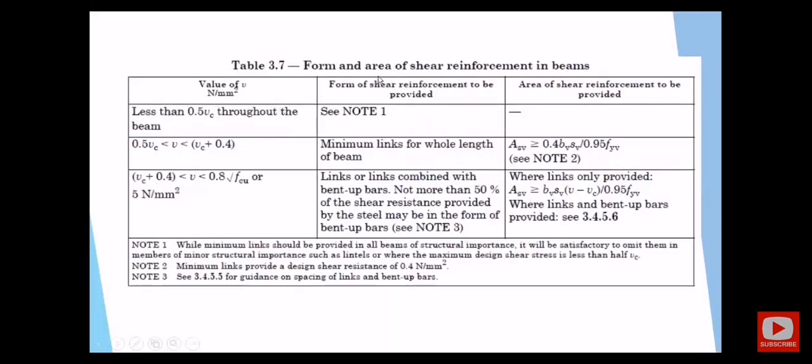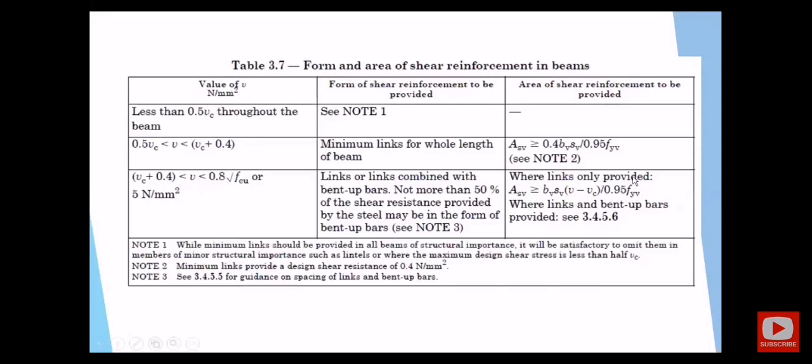Table 3.7 in the BS code tells you if the shear stress is greater than 0.5 VC and less than VC plus 0.4, where VC is the shear stress carried by the concrete, in this case you use minimum links. You can get the area of the minimum links from this equation here, ASV minimum. If the shear stress is greater than VC plus 0.4 and less than the maximum shear, which is the minimum of 0.8 square root FCU or 5, in this case, if it is between these two values, you have to design for shear reinforcement.